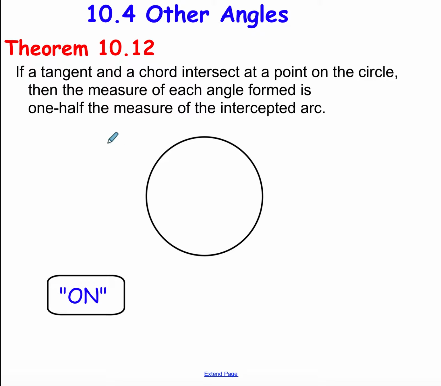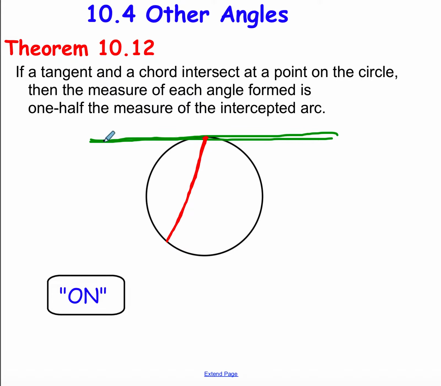Here we have a tangent first. Remember, a tangent is a line that intersects the circle at exactly one point. So we have a tangent and then a chord, a segment whose endpoints are on the circle, and they intersect at the point of tangency. Then the measure of each angle formed, as you can see, there are two angles here.